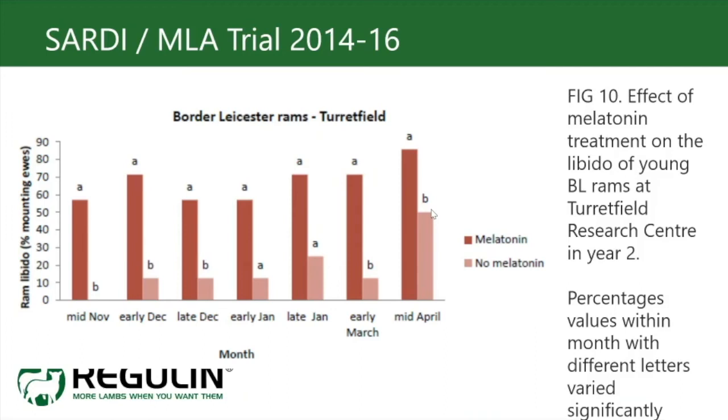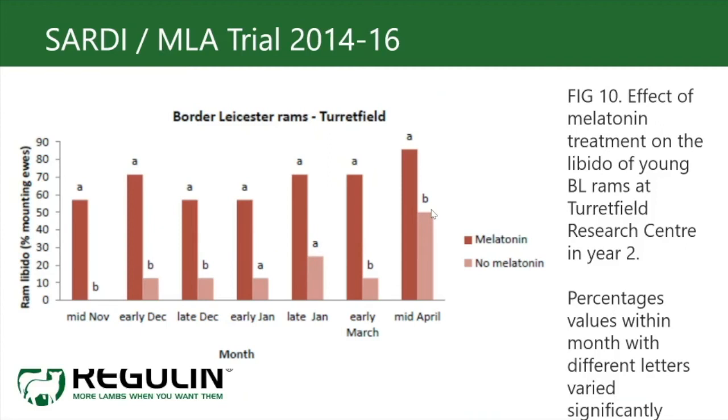In the Border Leicesters, in the Sardi work, this is all published work, by the way, you'll notice that the libido in the rams was significant. This is young Border Leicesters. Okay, they were less than a year old, so it would have been their first. We bought them, and it was as if it was their first use of joining. So if you have a look at, sort of, mid-November, nearly 60% of the rams would jump compared to the unimplanted, which wouldn't jump at all.